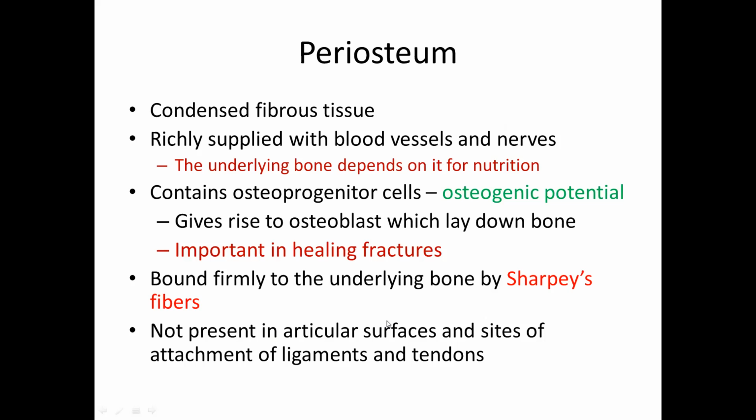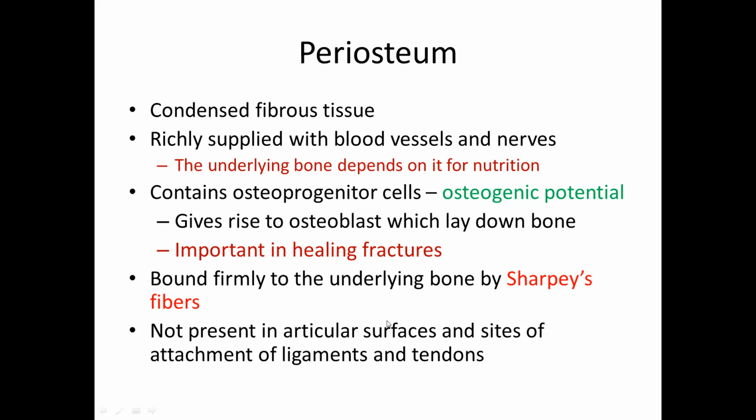Periosteum also contains osteoprogenitor cells which have osteogenic potential. That means they can give rise to osteoblastic cells which have the ability to lay down bone. Laying down bone means secreting the mineral and secreting the protein component of the bone matrix and the fiber component. Periosteum is extremely important in healing of fractures, where the osteoprogenitor cells in the periosteum have the ability to lay down bone and heal the fracture.